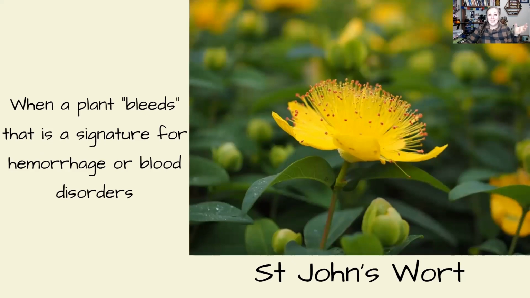So a classic injury signature would be when a plant bleeds, such as that found in St. John's wort. This sap is a signature for hemorrhage or blood disorders.